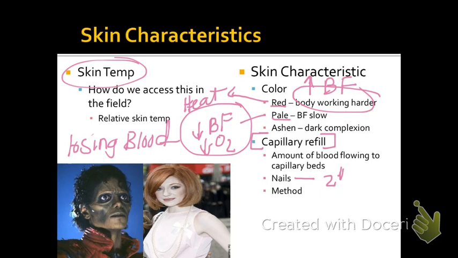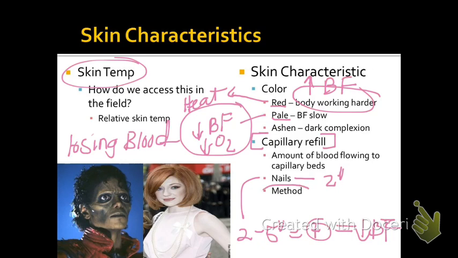However, in a patient who has decreased blood flow to the area, it will take longer than 2 to 5 seconds to fill. And so in that case, if it takes longer than 2 to 5 seconds to fill, then we would say that's a positive cap refill. That patient has decreased blood flow to the area, and that's a medical emergency.